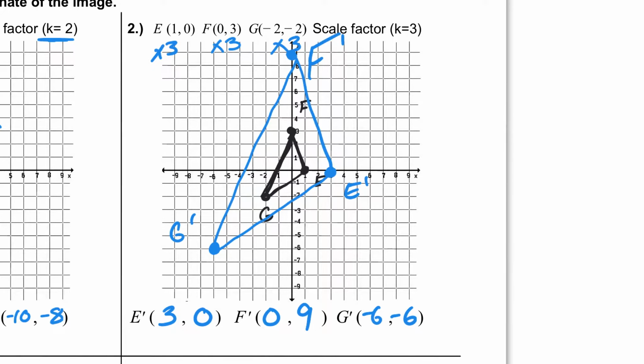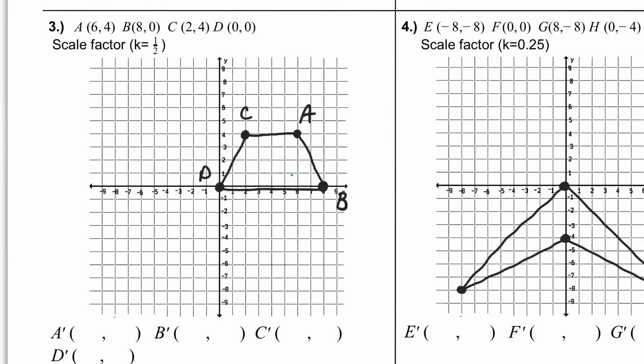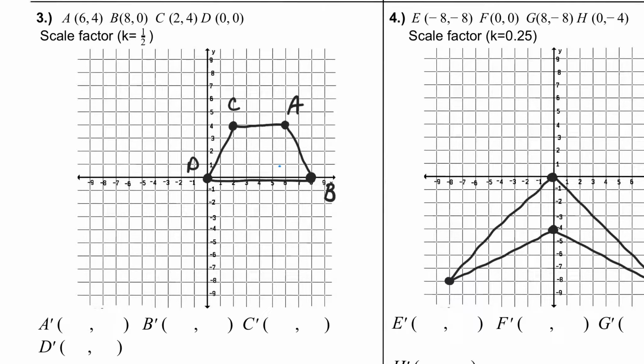Okay. A couple more examples here. Example 3, we are given the quadrilateral ABCD, and we want to dilate it by a scale factor of 1/2. So that means we are going through and multiplying all of our coordinates by 1/2. Well, multiplying by 1/2 is the same as dividing by 2, so we can kind of do this math in our head. 6 times 1/2, or 6 divided by 2, is 3. 4 times 1/2, or 4 divided by 2, is 2. So the coordinates of A prime there are 3, 2.